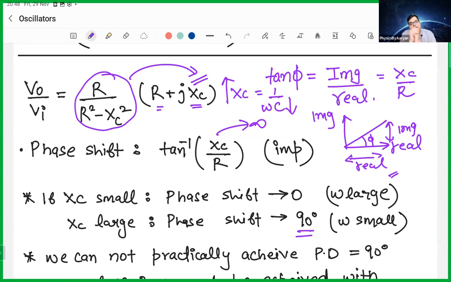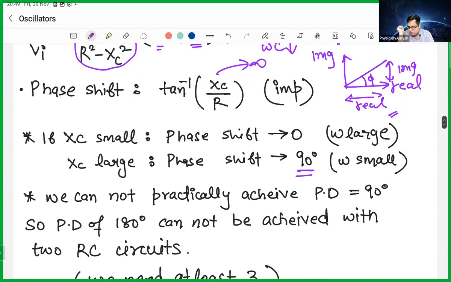But you need 180. If you remember what our condition is, the amplifier gives a 180 degree phase difference, so the RC circuit also has to give a 180 degree phase difference. But your RC circuit can only give a phase difference between 0 and 90. So that will not work.